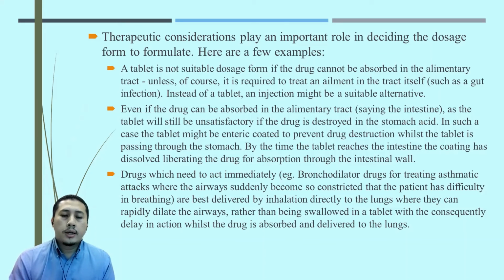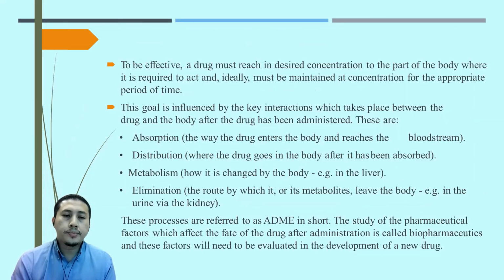Drugs which need to act immediately, for example, bronchodilator drugs for treating asthmatic attacks, where the airways suddenly become so constricted that the patient has difficulty in breathing, are best delivered by inhalation directly to the lungs, where they can rapidly dilate the airways, rather than being swallowed in a tablet with a consequent delay in action whilst the drug is absorbed and delivered to the lungs.